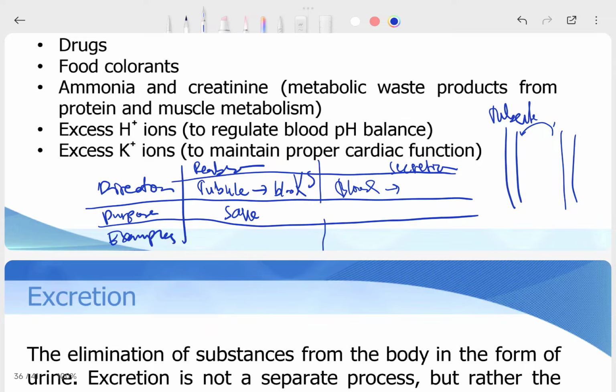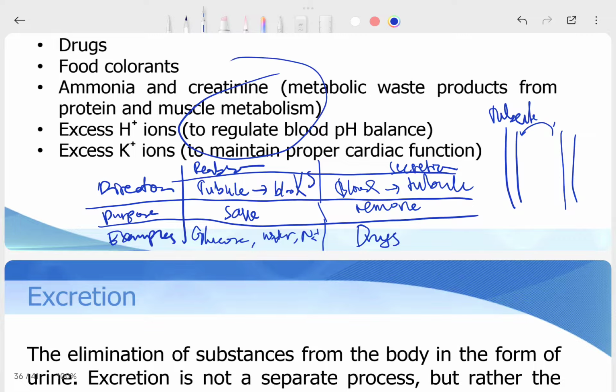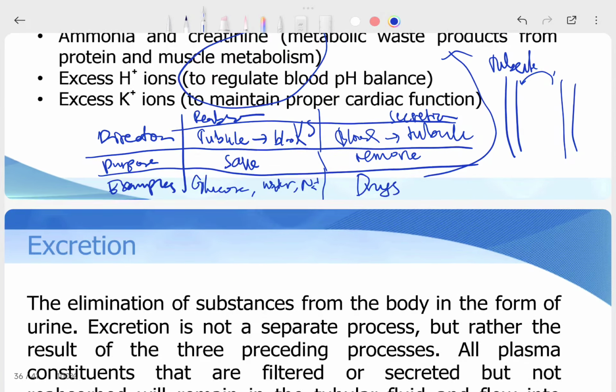Blood into the tubule, and they will just throw them away to remove them, because they're not important again. For example, this one is glucose, water, Na+. This one is drugs, and others like this one.